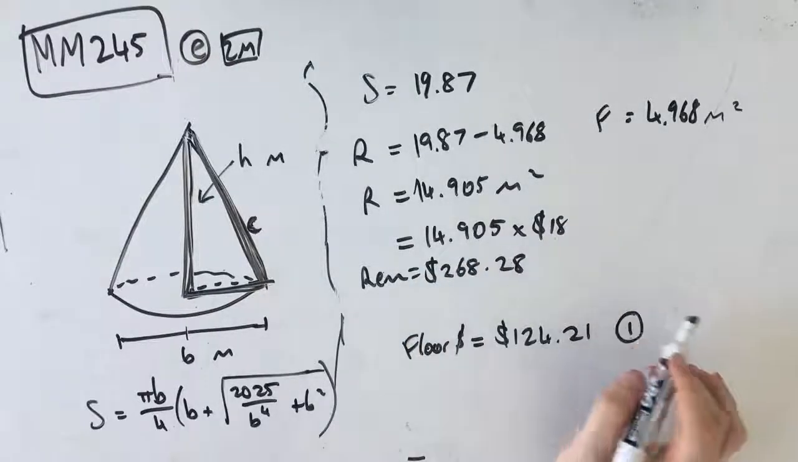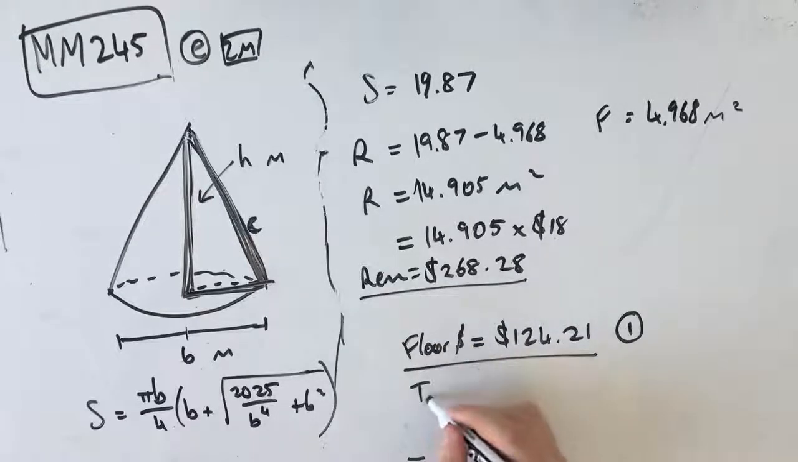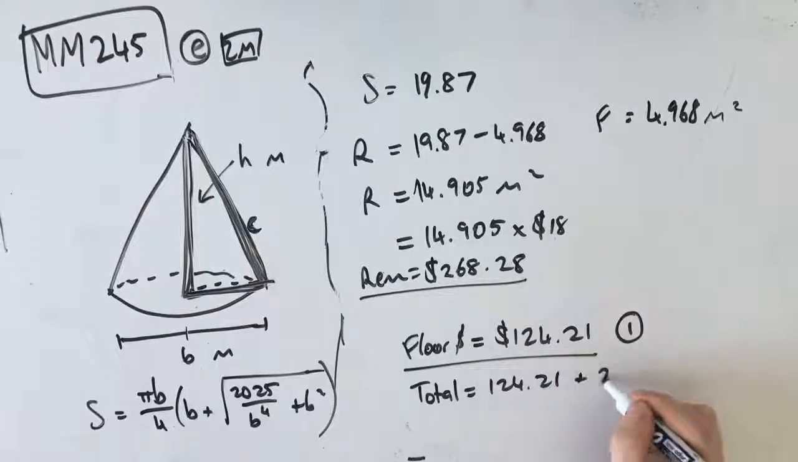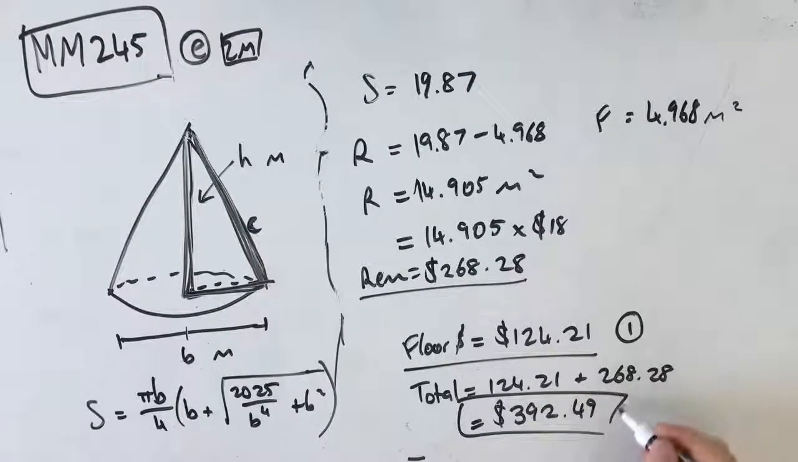Now, the total material cost is going to be our floor plus our remainder. So total cost is equal to 124.21 plus 268.28, which is equal to $392.49. We would just round to 2 decimal places, because money only has 2 decimal places, and that's our second mark.